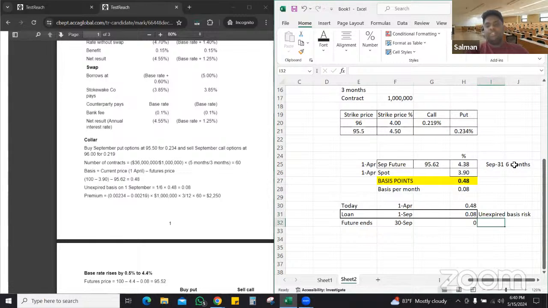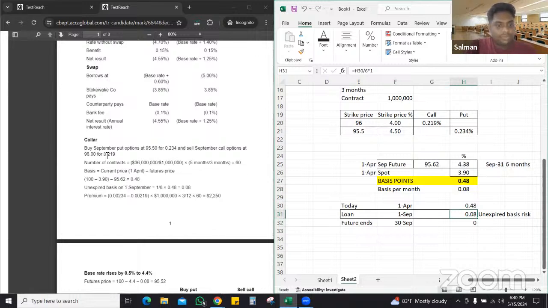Got it? Today, 1st of April, we are going for September futures. So as at the end of September, this basis points will be 0. So it has for 6 months. So each month, this basis risk will reduce by 0.08%. But we are taking the loan on 1st of September, and the future ends on 30th of September. So there's a 1 month gap. So when you're taking the loan on 1st of September, there is a basis risk of 0.08%.